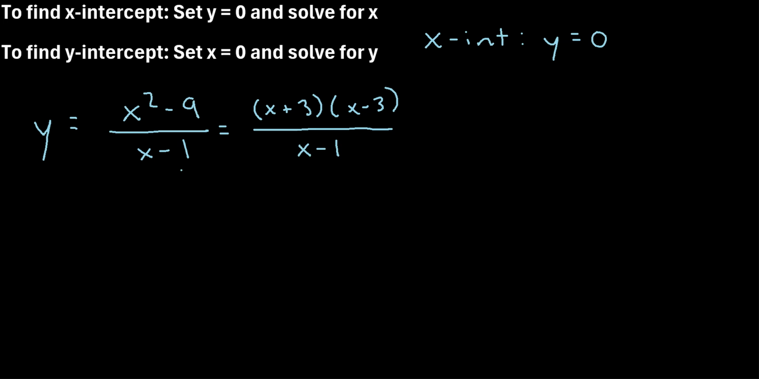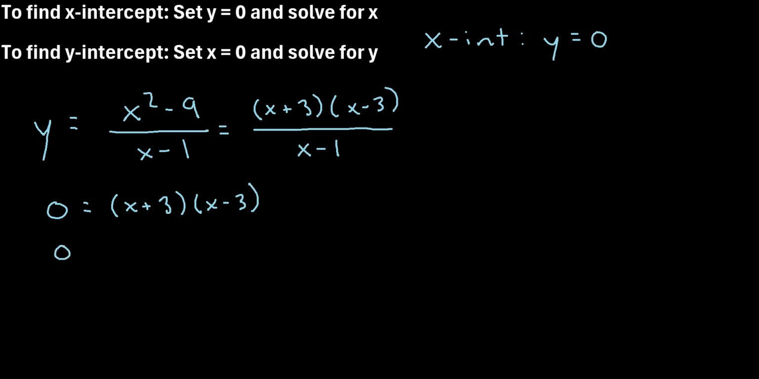So we said set y equal to 0. Remember, when we set y equal to 0, we need to only look at the numerator, because if the numerator is equal to 0, then this whole expression is equal to 0. So notice that we have 0 is equal to x plus 3 times x minus 3.